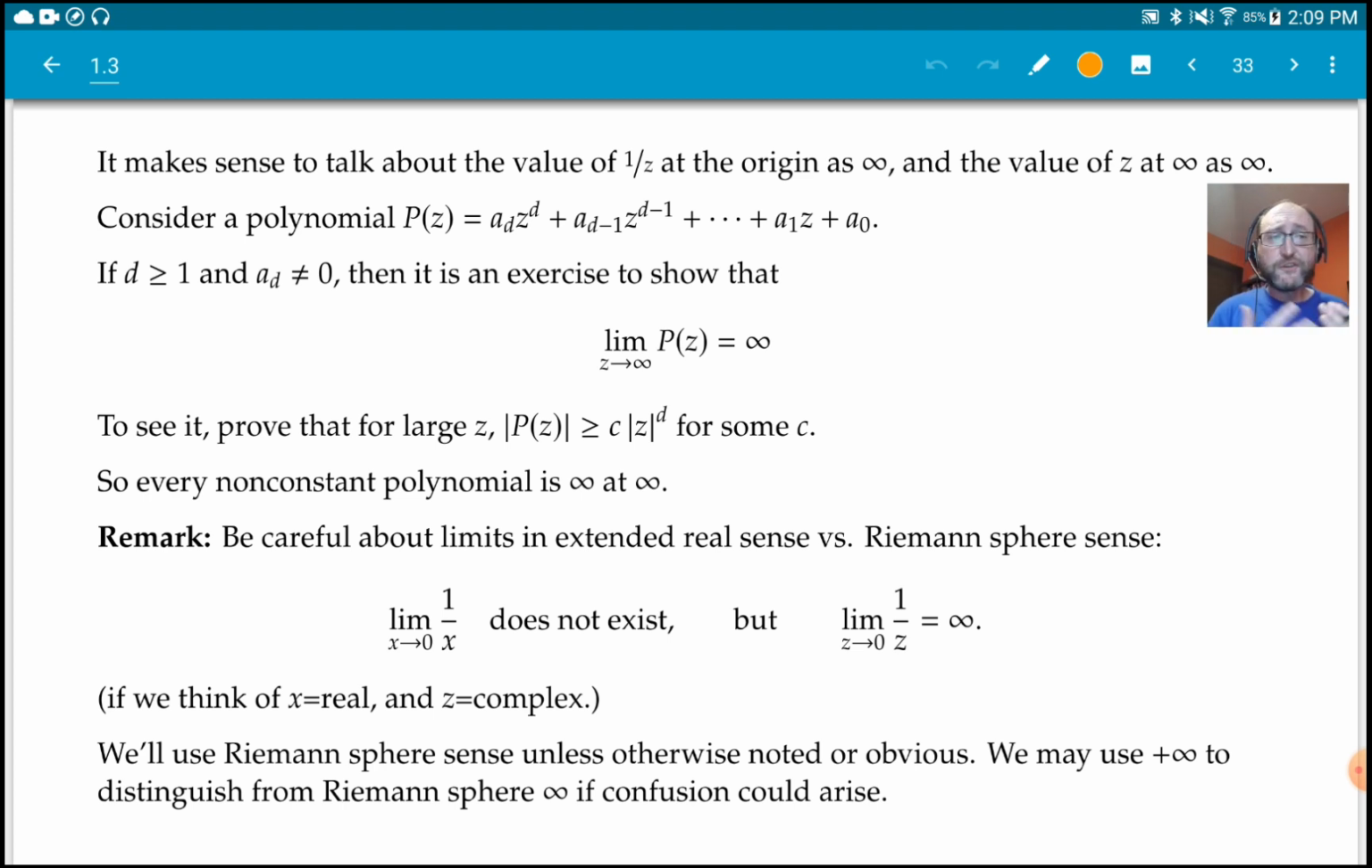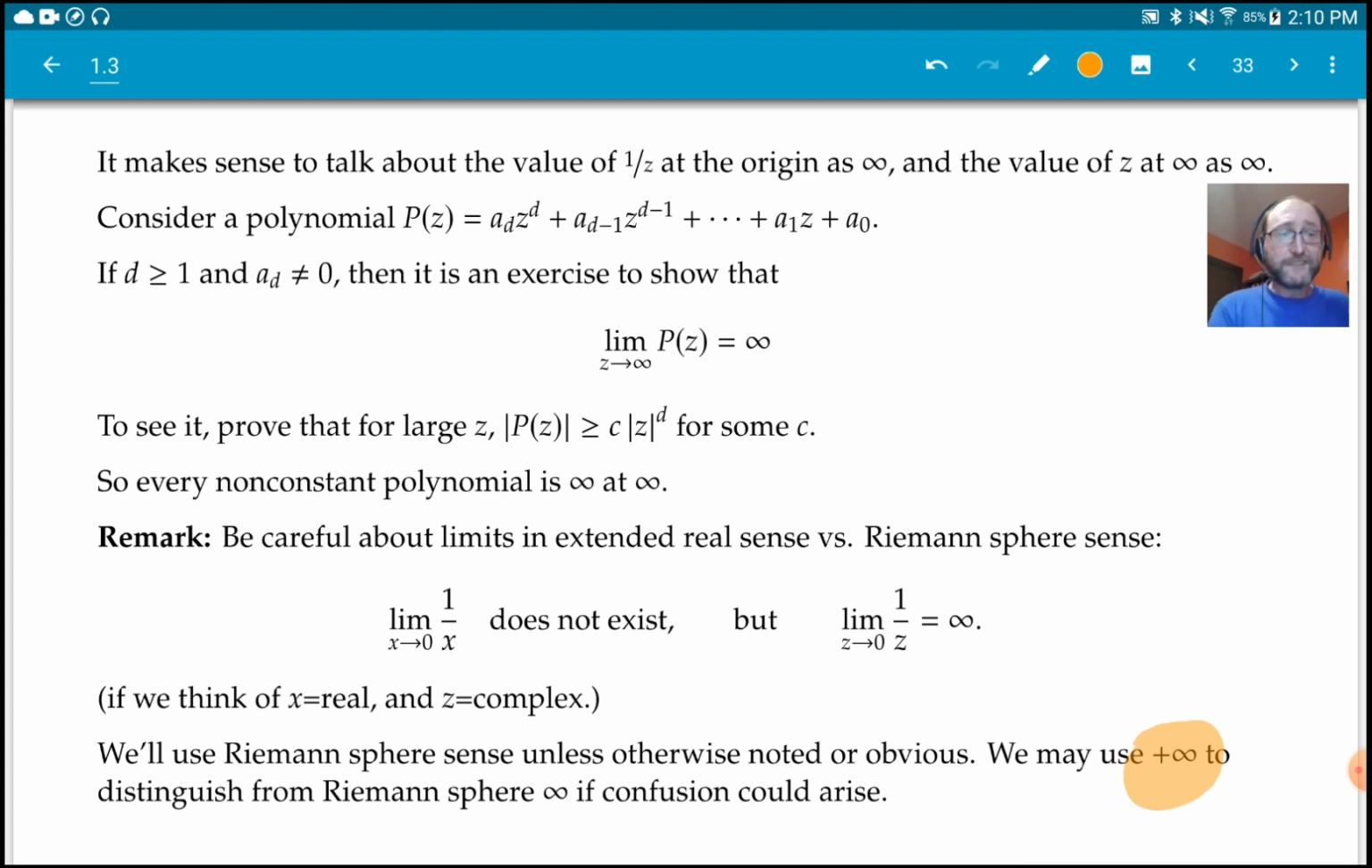And if you want to make it even more explicit what sort of limit you're doing, then instead of infinity, if you want to use the extended real plus infinity, say plus infinity. Then it's always the extended real plus infinity and not the Riemann sphere infinity, right? So that's what we're going to do. Just think of the cases when some confusion could arise, but usually it's perfectly clear what limit we're talking about. If it's not, we'll say it, right?